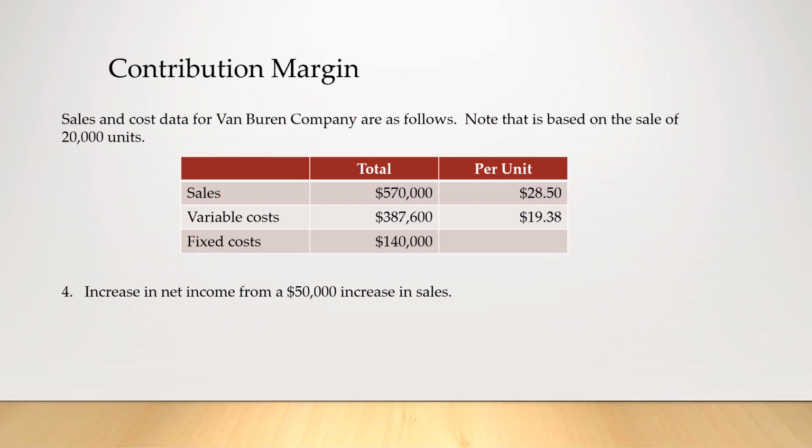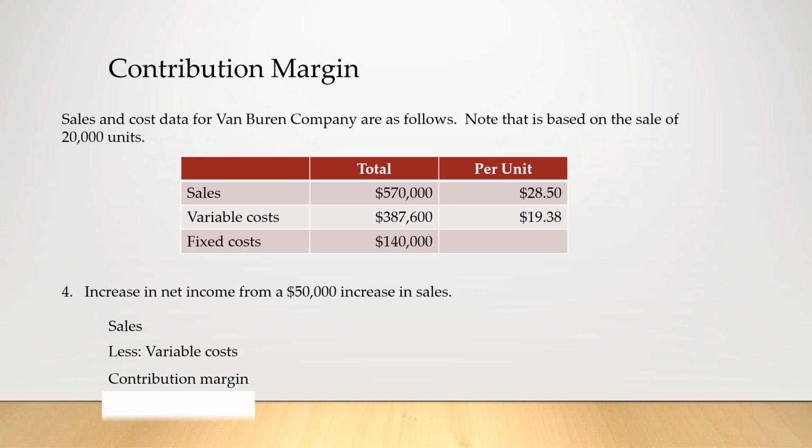If you want to verify your work, you can always build a contribution margin income statement. This statement takes the following format: sales less variable costs equals contribution margin. Subtract fixed costs from contribution margin to get net income.